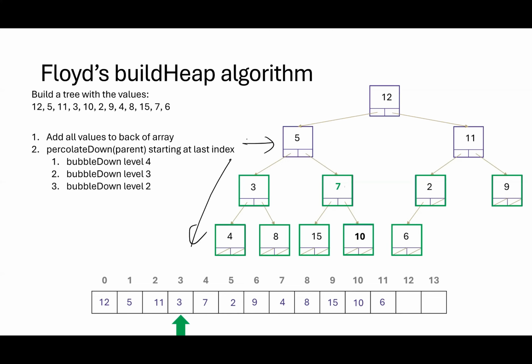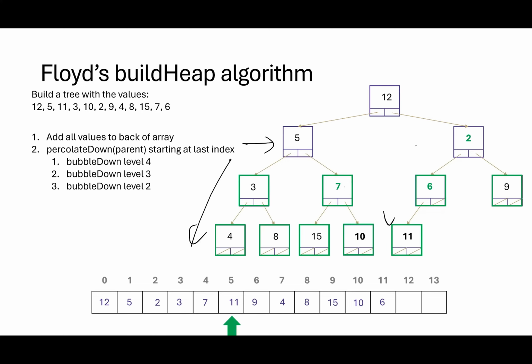11 is swapped with 2, and next I have to keep on just fixing it, I have to do the bubble down thing until the whole invariant is satisfied. So 11 is next compared to 6, and there's a swap again. So 11 from here, it came all the way down to here.